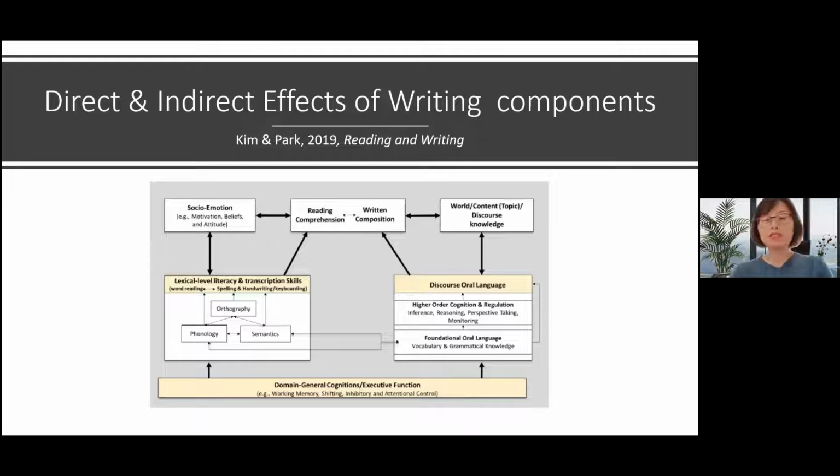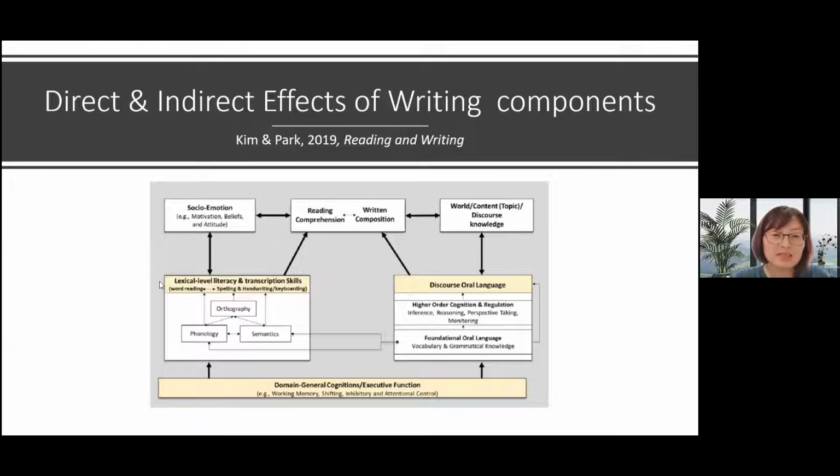But for students to get there, to be able to read something and comprehend it, and to be able to produce a written product that makes sense and is coherent, they actually need all the other pieces in this figure. So let me look at the middle panel. If you look on the left, you see a box right underneath: lexical level literacy and transcription skills.